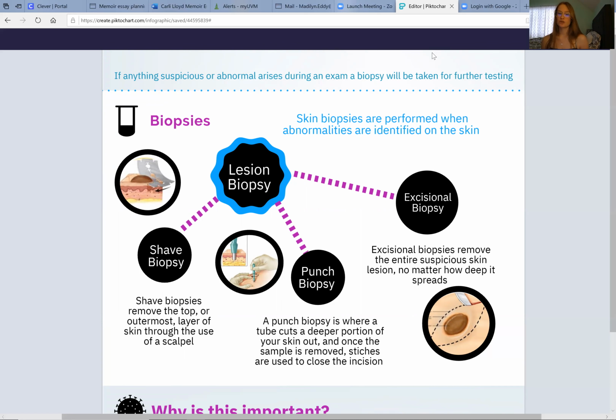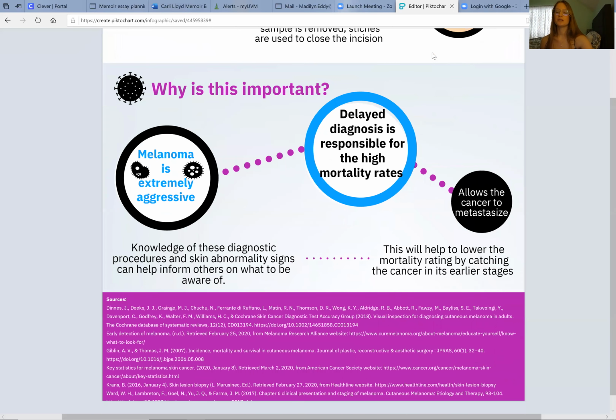And then the excisional biopsy removes the entire suspicious skin, whether it's a mole or just a color spot, no matter how big it is. The excisional biopsy is the most invasive procedure, but it is also the most common because it will remove all or most of the cancer in one procedure. And knowing all of this is very important because melanoma is an extremely aggressive disease.